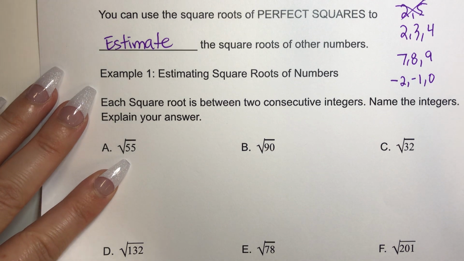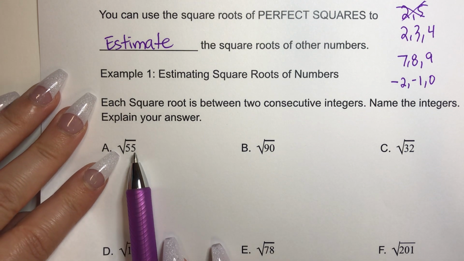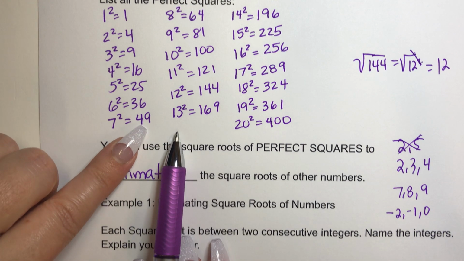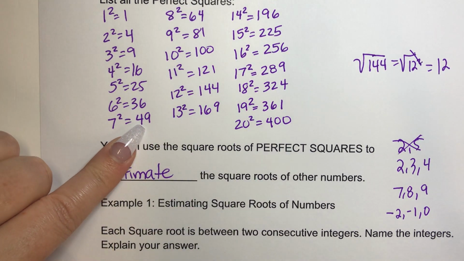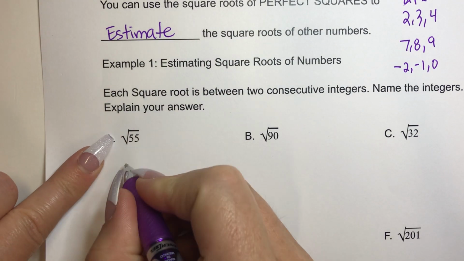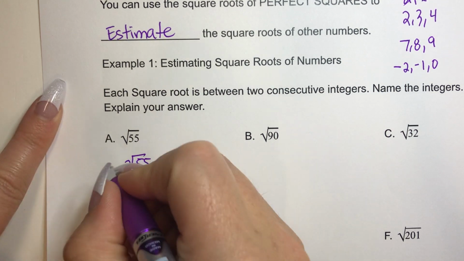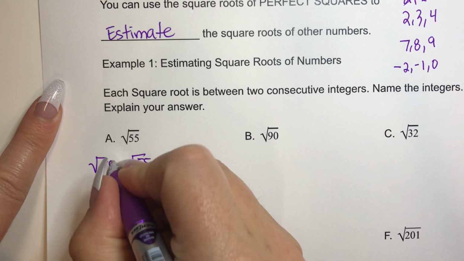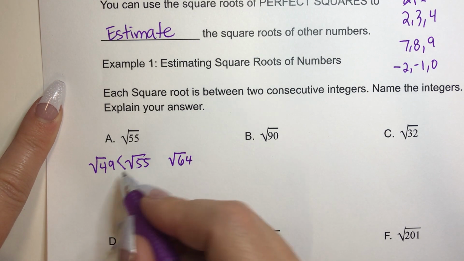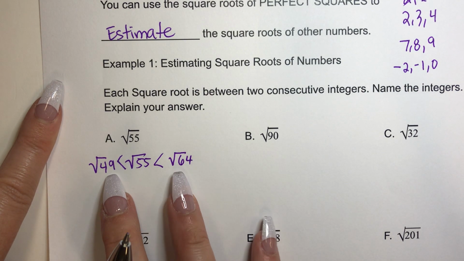So we have the square root of 55 for the first one. Okay, so 55, what I'm going to say is 55 is between what perfect squared numbers? So I'm going to say that the square root of 55 is between 49 and 64. So the square root of 55 is going to be bigger than the square root of 49, and it's going to be smaller than the square root of 64. So you see that? 55 is between 49 and 64.